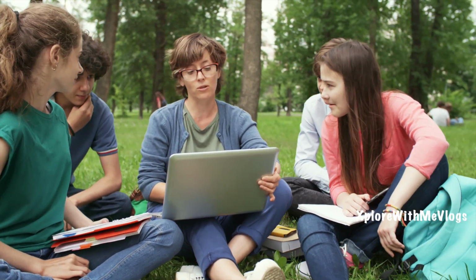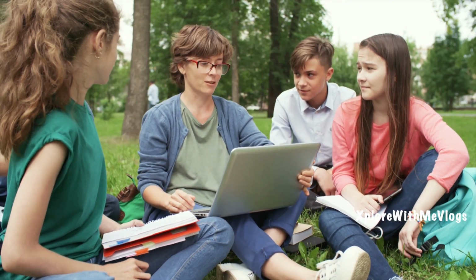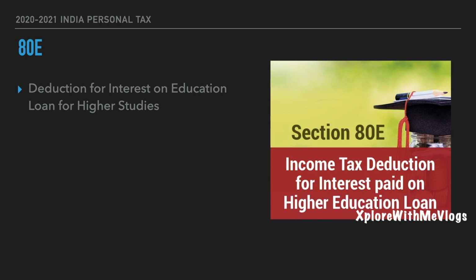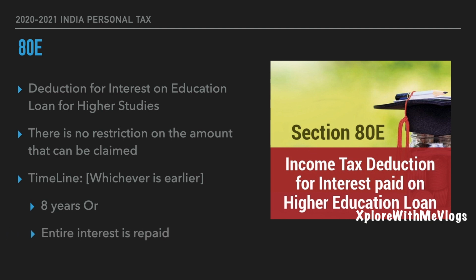Next let's look at Section 80E. A deduction is allowed to an individual for interest on loans taken for pursuing higher education. This loan may have been taken for the taxpayer, spouse or children, or for a student for whom the taxpayer is a legal guardian. The 80E deduction is available for a maximum of 8 years, beginning the year in which the interest starts getting repaid, or till the entire interest is repaid, whichever is earlier. There is no restriction on the amount that can be claimed.